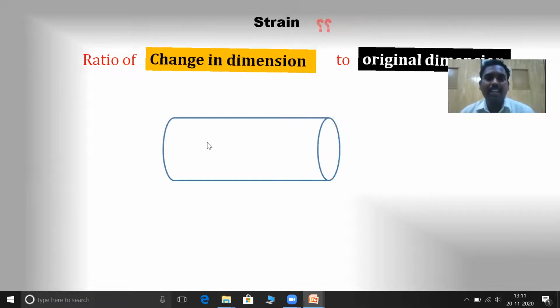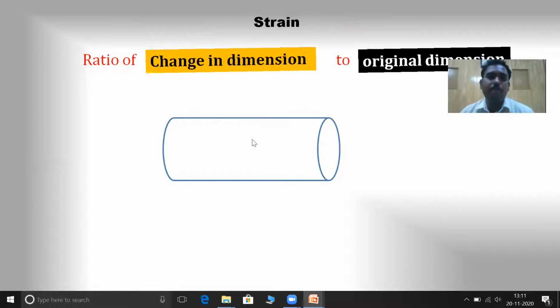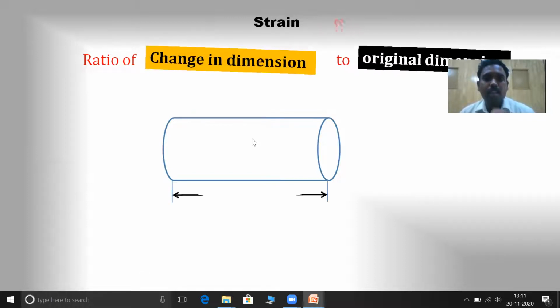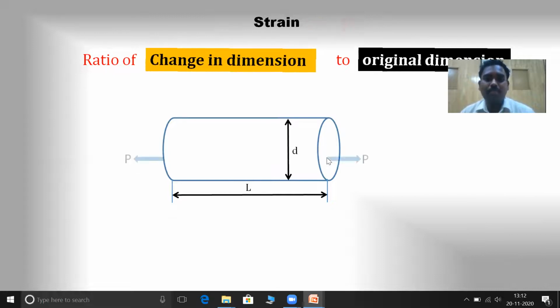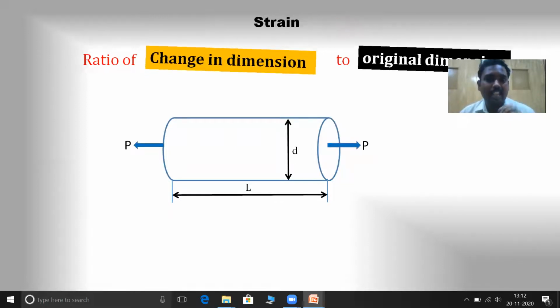So students, I'll take the cylindrical rod as an example. Let us measure the dimensions of this cylindrical rod. The length of the cylindrical rod is represented with L. Now let us measure another dimension, that is diameter. Diameter is D. This is the diameter of the cylindrical rod. Now I will apply a tensile load. You can apply a compressive load also, not a problem, but in this case I am applying a tensile load of magnitude P.